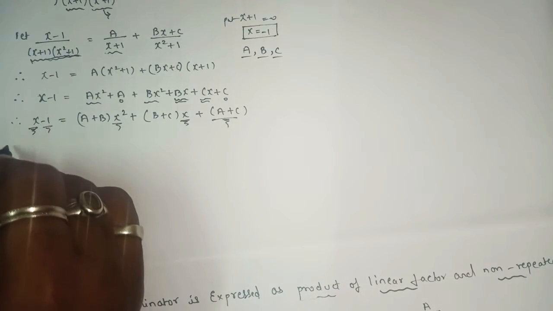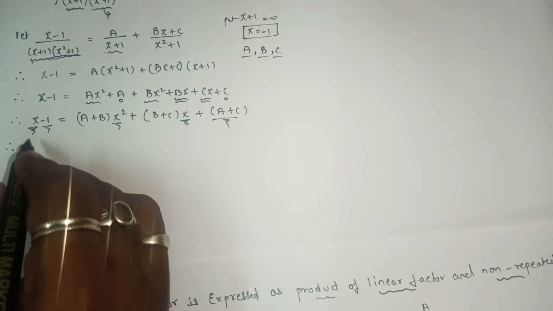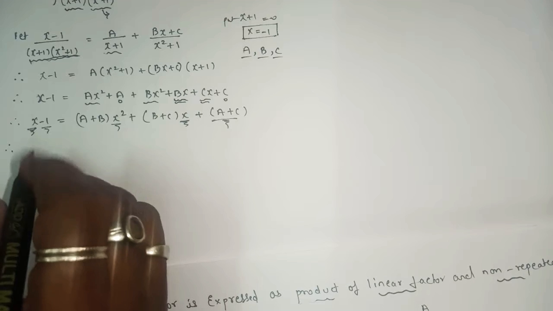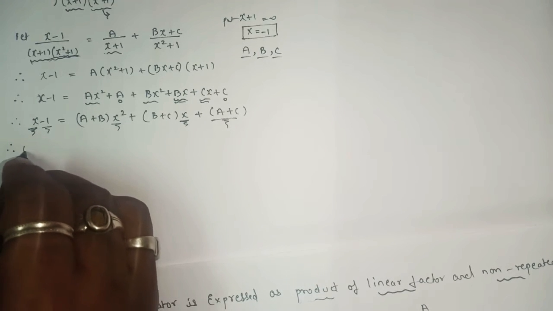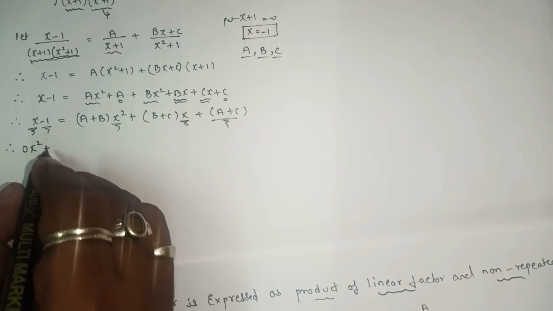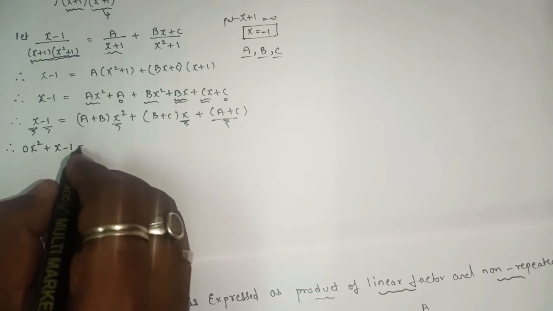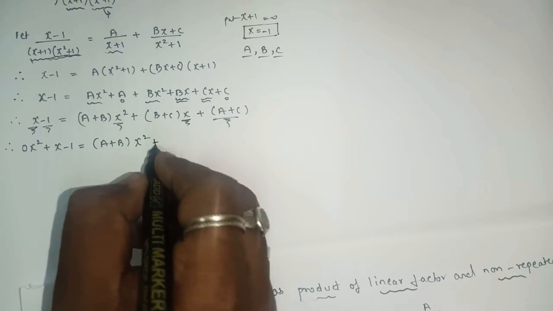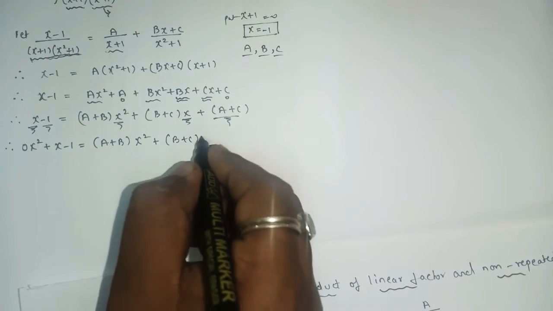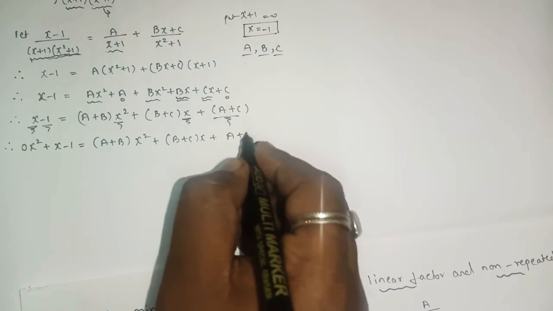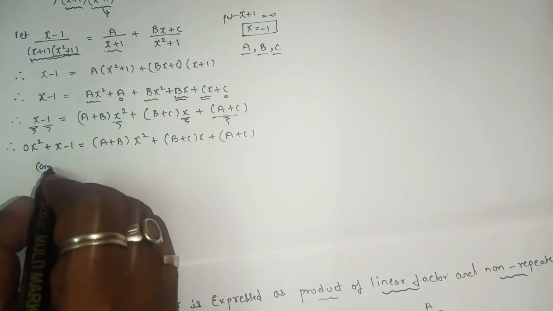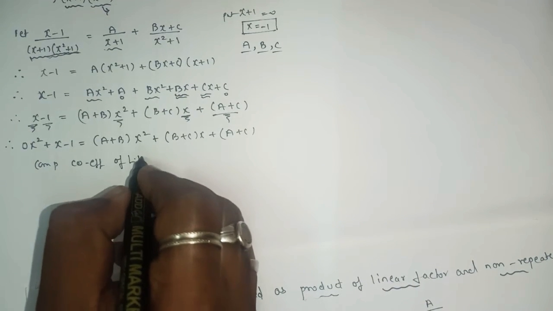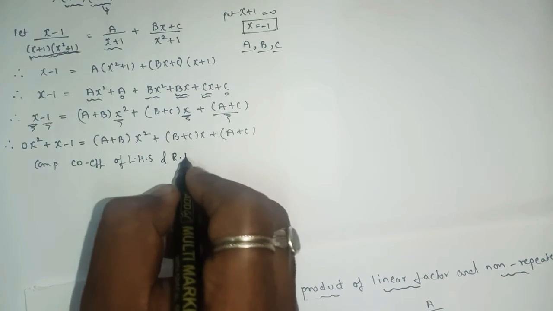Here in the left hand side we don't have x square, so x square is missing in the left hand side. So we know that whenever a term is missing in the left hand side, we can write it as 0x square. Yes or no? 0x square, x minus 1, a plus b, x square plus b plus c x plus a plus c. So just simply comparing the coefficients of left hand side and right hand side.